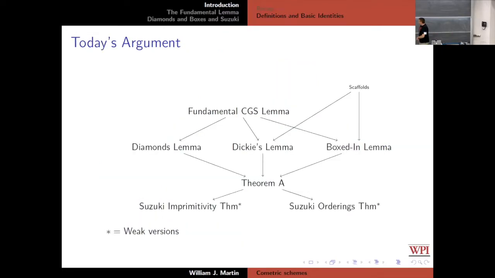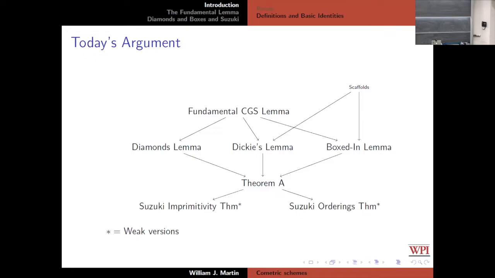So today, I want to give you most of the proof of this fundamental lemma that Paul uses, that everybody uses, from Cameron, Goethals, and Seidel. And I'm going to use scaffolds tomorrow to prove the Boxton lemma and the Dickie's lemma. I make up names for these things, I apologize. I have my own names for these things. The Boxton lemma and Dickie's lemma. And today we'll prove the Diamond's lemma.